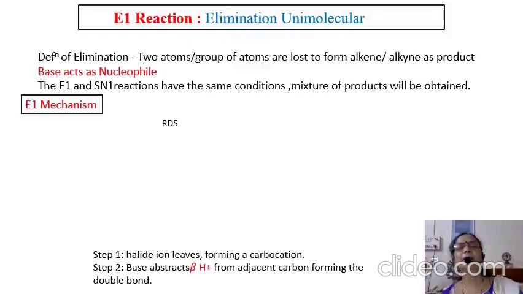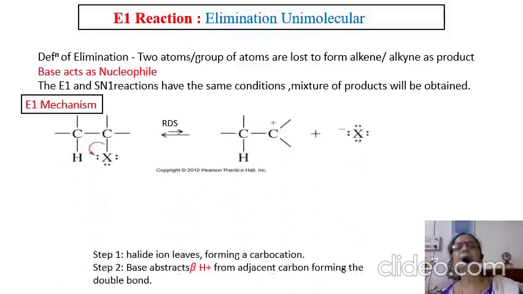Therefore, if your starting material is single bonded, then you will get an alkene. If your starting material is a double bonded compound, you will get an alkyne as a product. Now, in E1 and SN1 mechanisms, the conditions are the same. Therefore, a mixture of products is obtained in the case of the E1 as well as the SN1 mechanism.